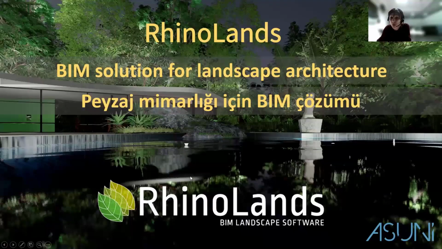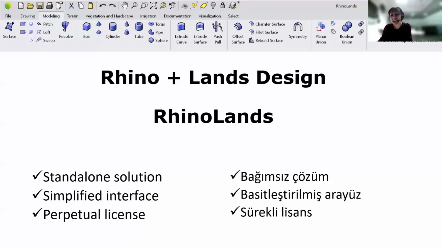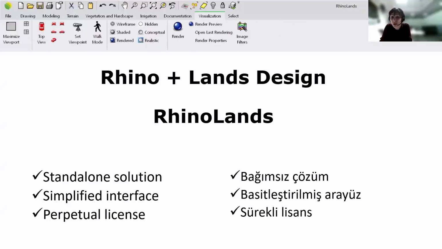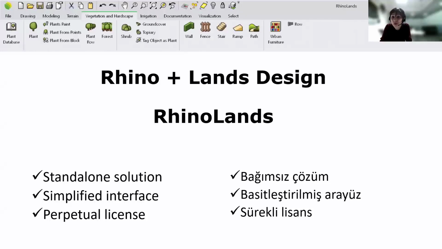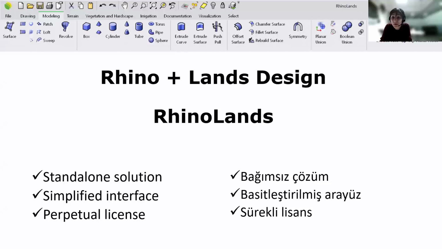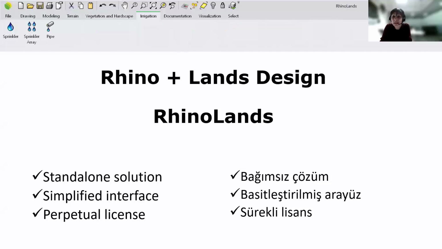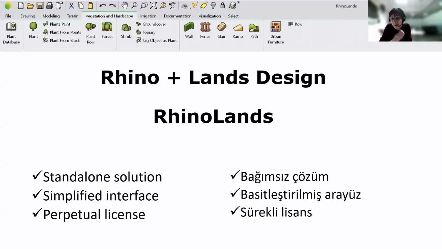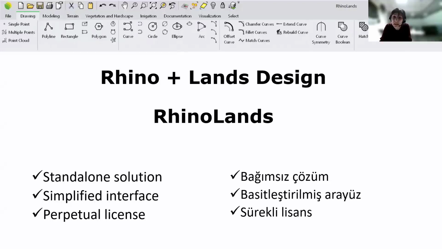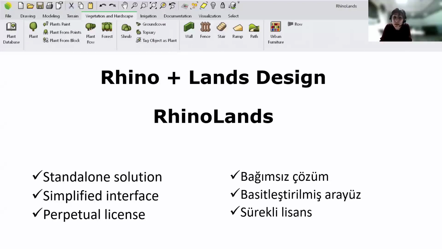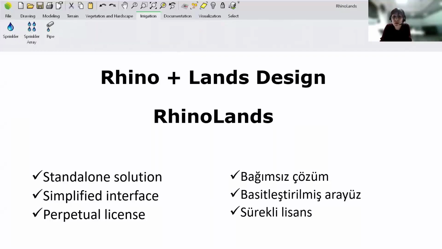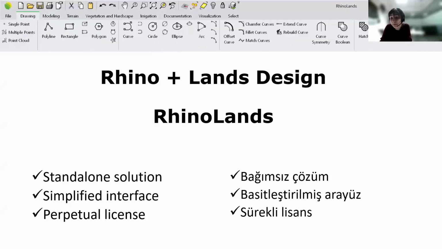RhinoLands is a BIM solution for landscape architecture. So here we have RhinoLands as the combination of Rhino and Lens Design, which has been a plugin for Rhino for a while. It is a specific plugin for landscape architecture, and the combination of Rhino and Lens Design is called RhinoLands. This is actually a simplified interface of Rhino, including the specifically developed features for landscape architecture.